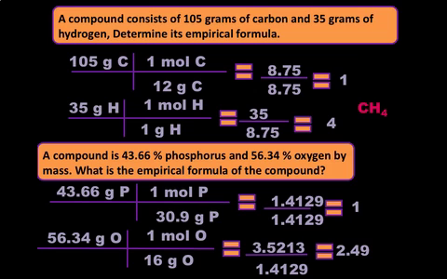Using the same idea, it would be PO2.5, but I can't do that. I have to have whole numbers. So I'm going to multiply each by 2. That gives me 2 on the phosphorus and 5 on the oxygen. So it's P2O5. I can't have a decimal on my subscript. So that's what you do if you get that.